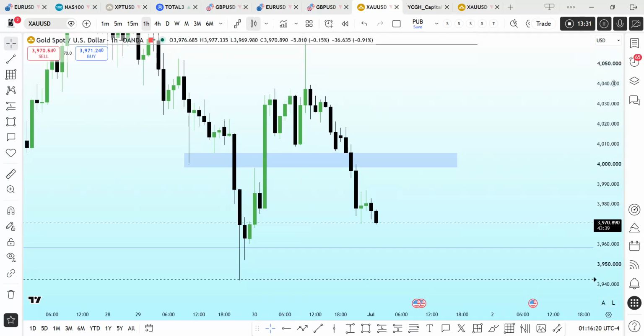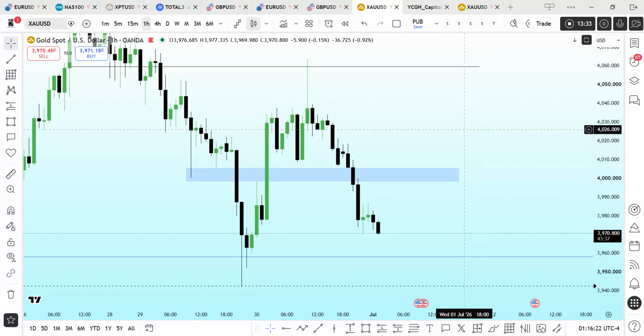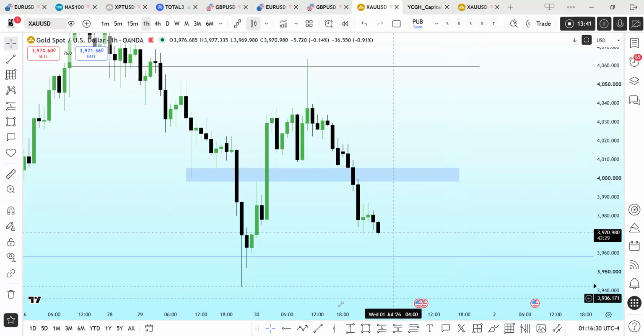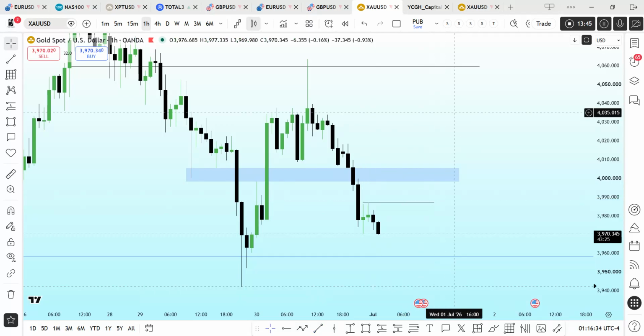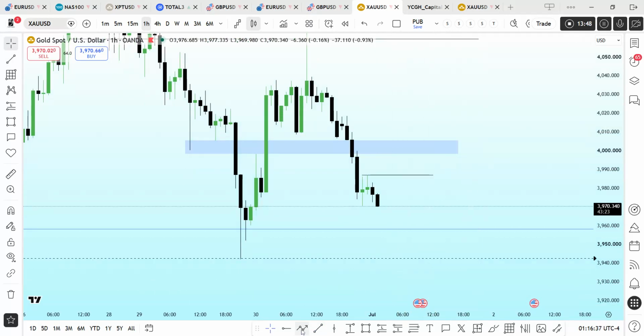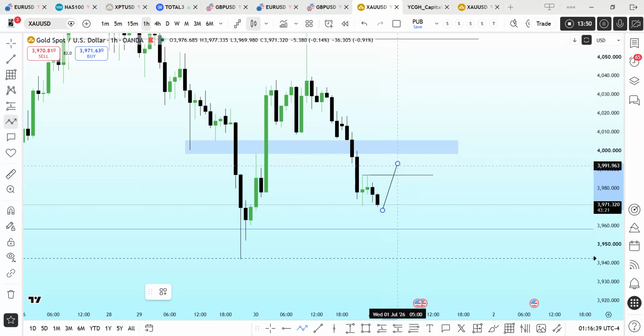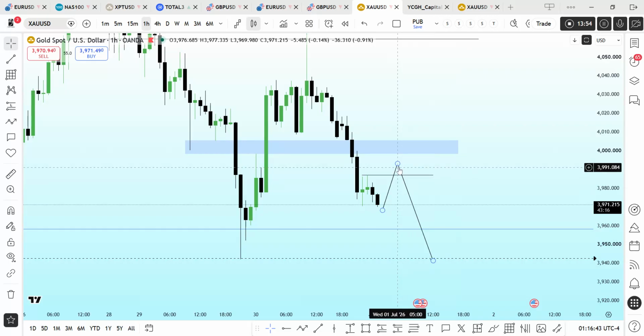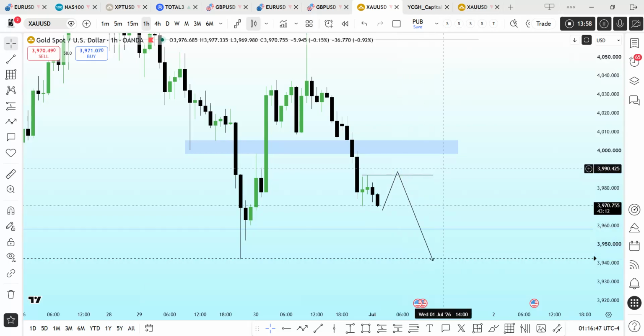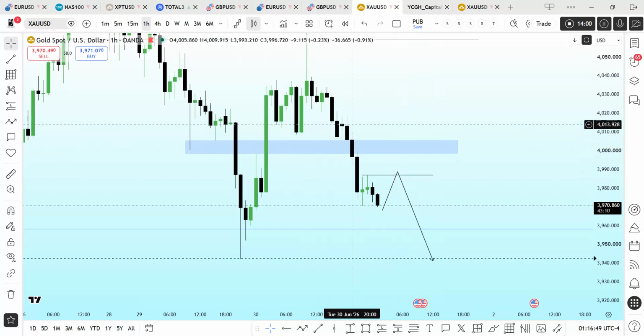But if you ask me what type of bias I have currently, I don't have a proper solid bias as of now in gold. But what I'm seeing here is this high. So there is an outside chance that price may retrace back to this high and then come down. And if that happens at a correct time, then I will try to monetize on this move.